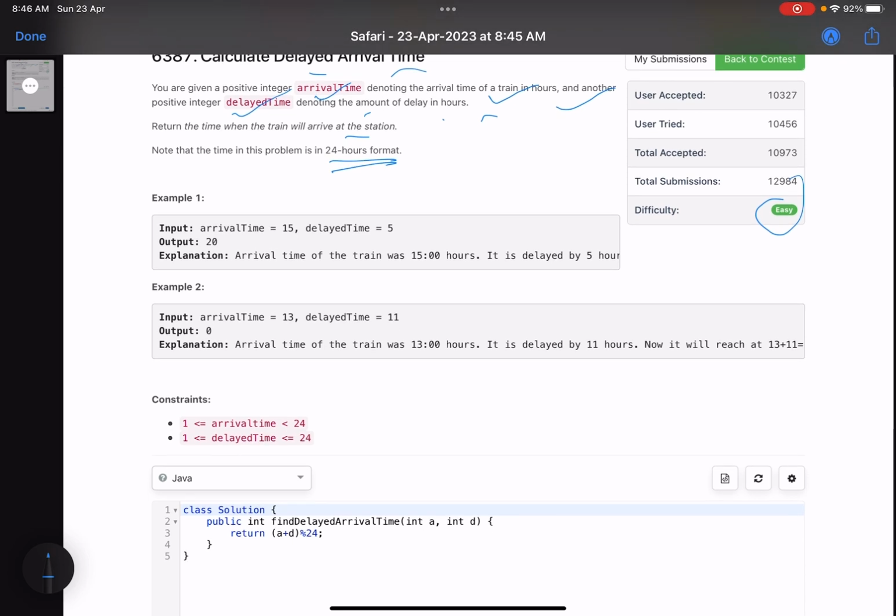Okay, like for example, the arrival time is 15 and it is delayed by 5. Okay, 5 hours, so it becomes 20, right? It arrives at 20 hours. That is what it is saying.